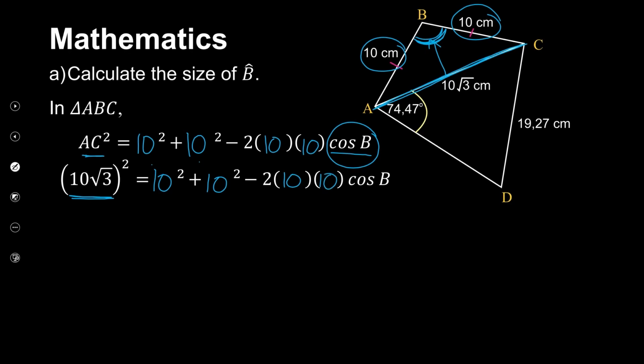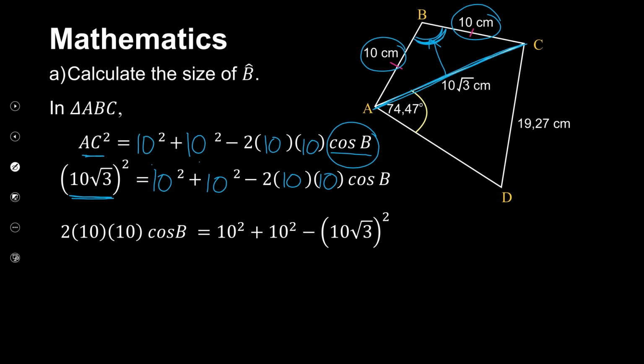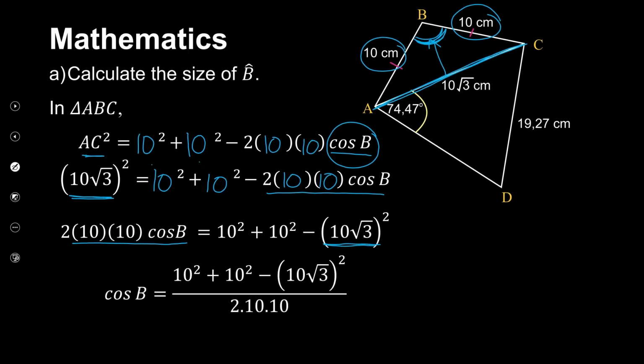Okay, let's just do some algebra quickly. We bring the cos B onto the left-hand side, and we take this expression onto the right-hand side. Okay, sorry about that. And now we're just going to divide by that, because we're looking for cos B. We want to isolate the cos B, so we divide by 2 times 10.